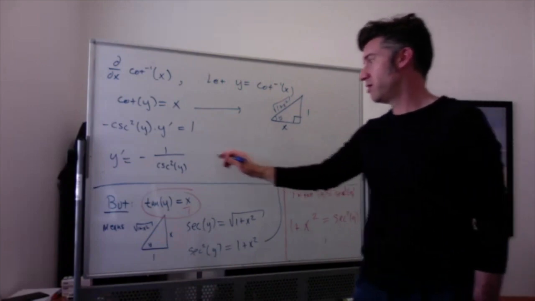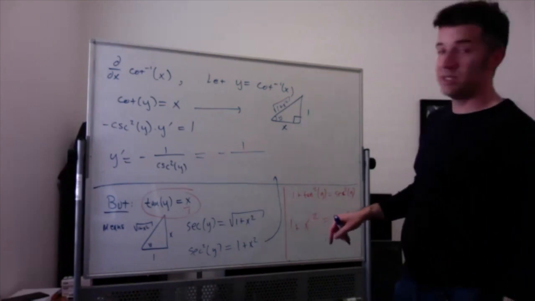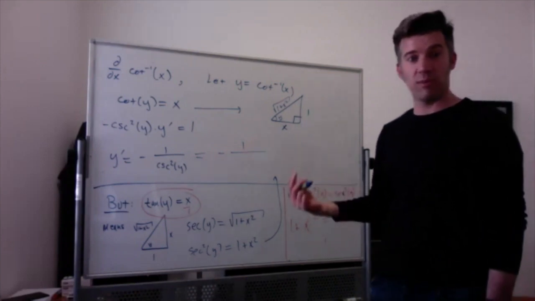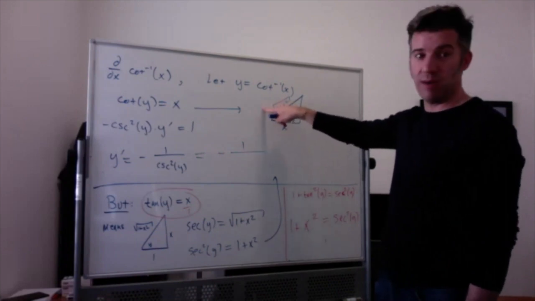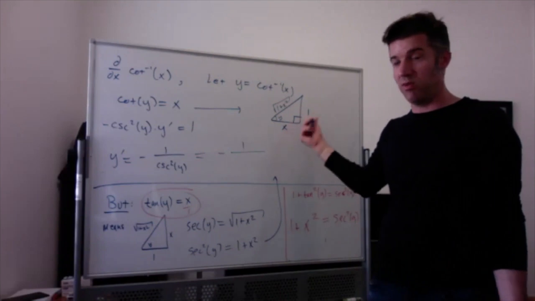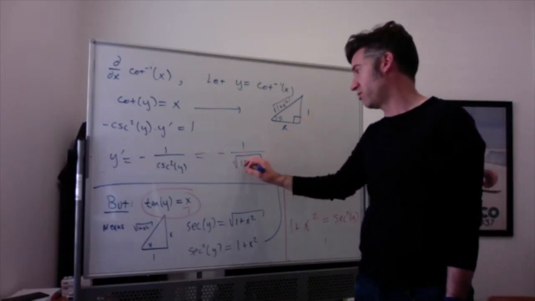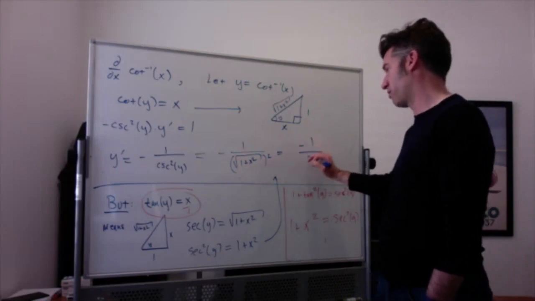So this ends up being negative 1 over cosecant, which is the reciprocal of sine. Sine is opposite over hypotenuse. Cosecant is hypotenuse over opposite. So cosecant is the square root of 1 plus x squared over 1. So it's the square root of 1 plus x squared, which gives negative 1 over 1 plus x squared.